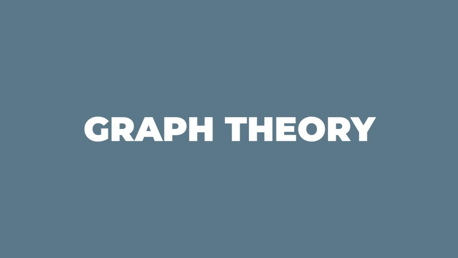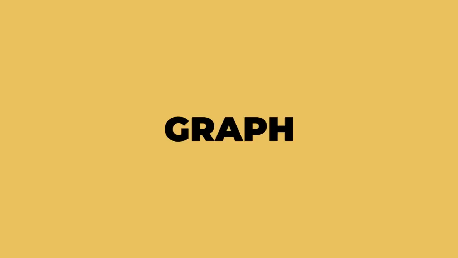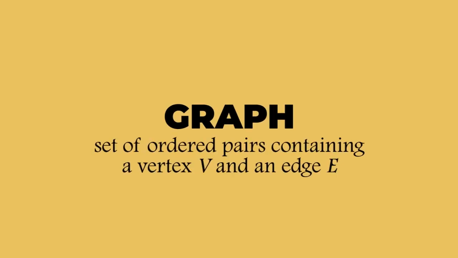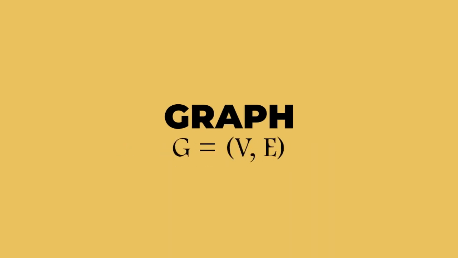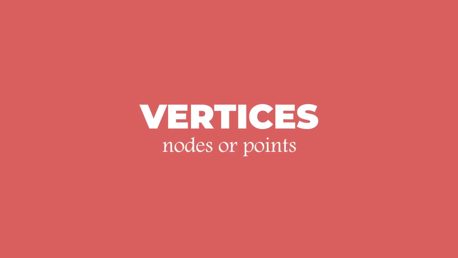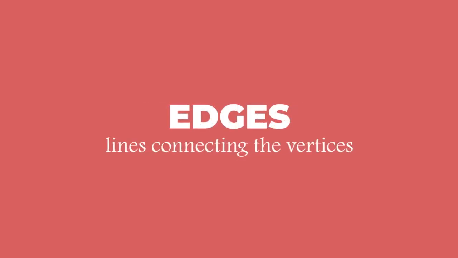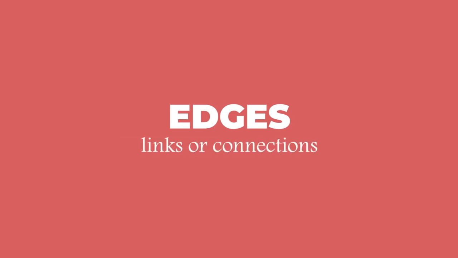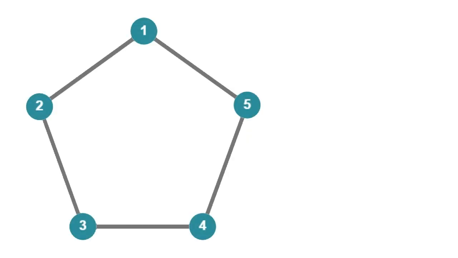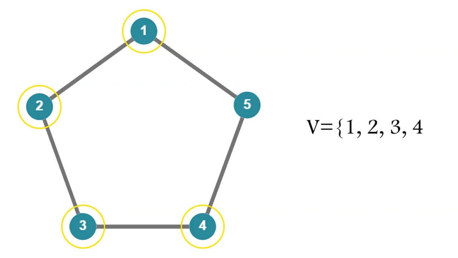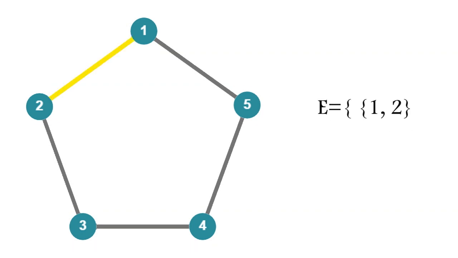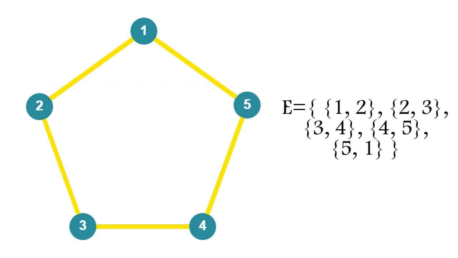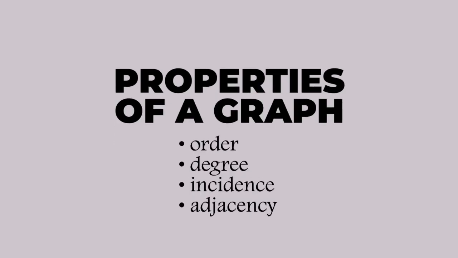Let us discuss the concepts of graph theory. First, let us define what a graph is. A graph is a set of ordered pairs containing a vertex set V and an edge set E, denoted by G = (V, E). The vertices are also called nodes or points. The edges are the lines connecting the vertices, also called the links or connections. In this graph, it has a set of vertices and set of edges. Some of the properties of a graph are order, degree, incidence, and adjacency.